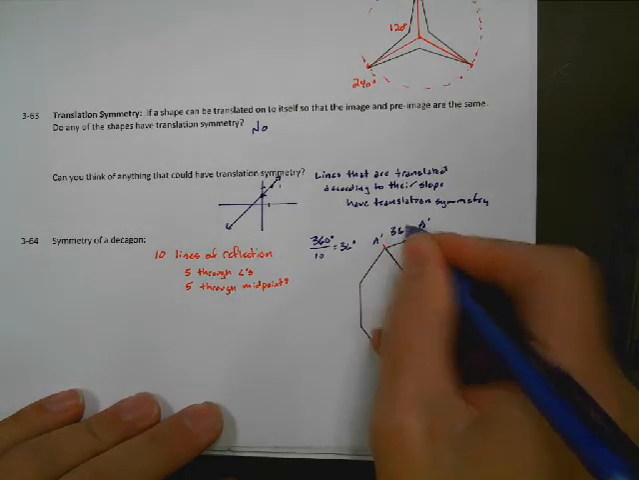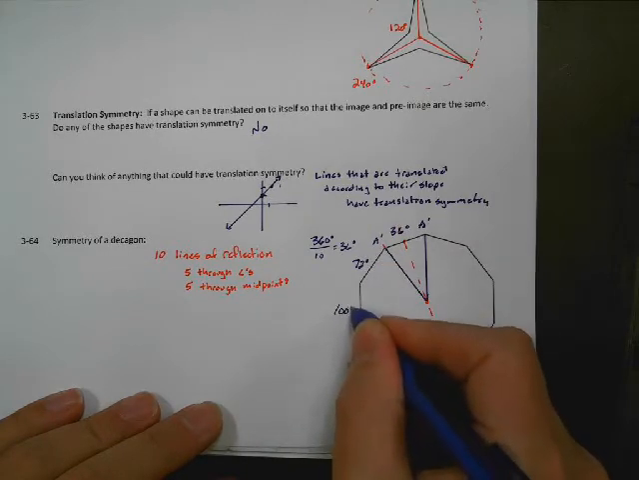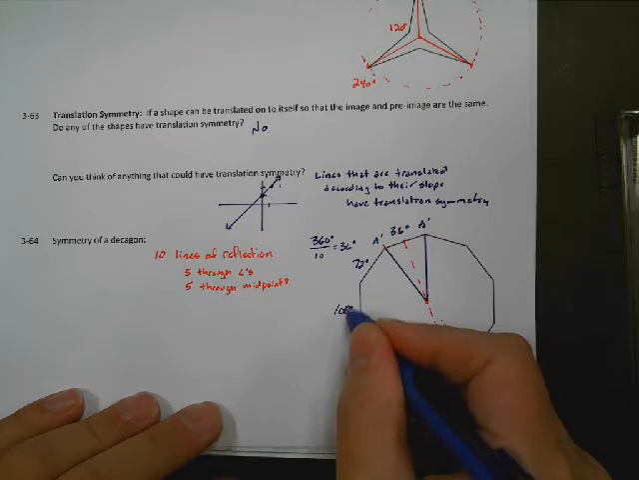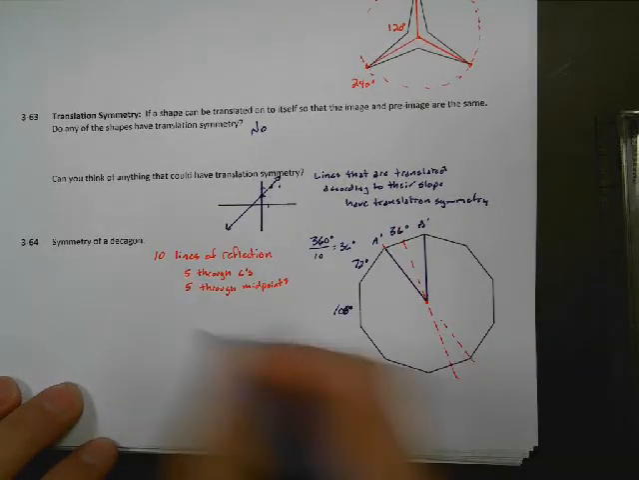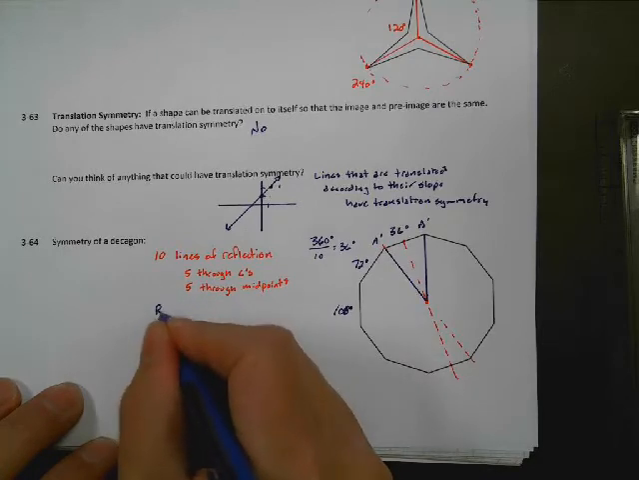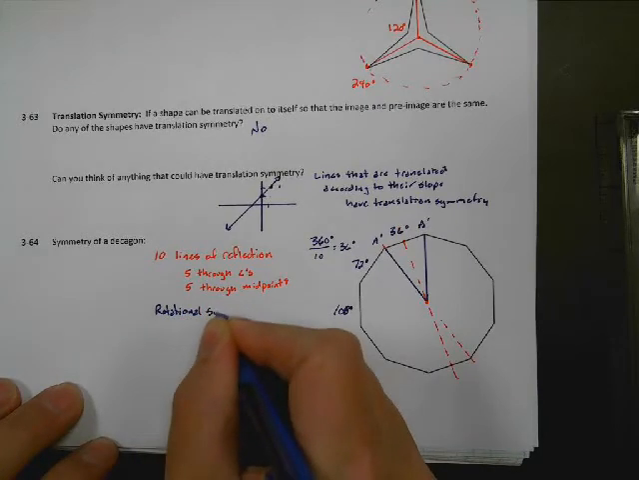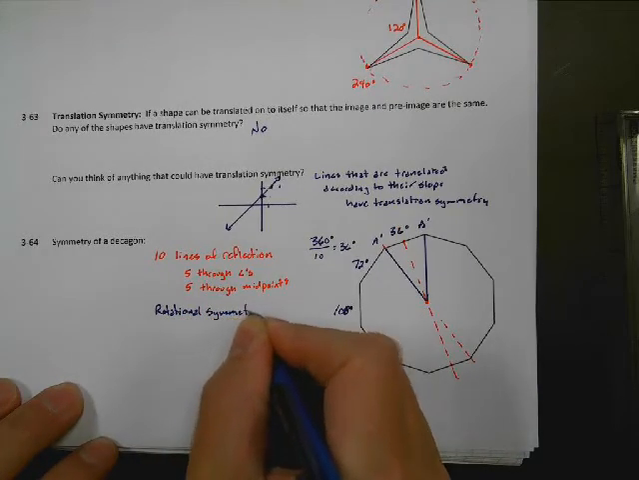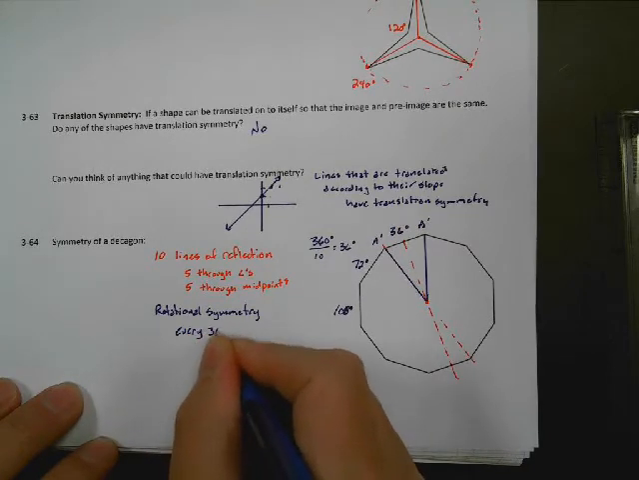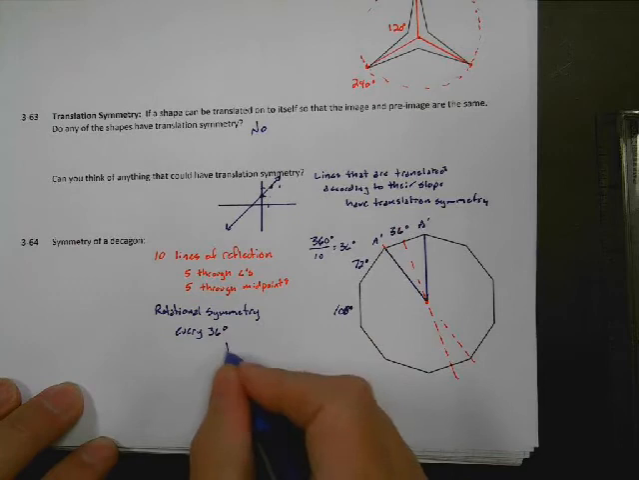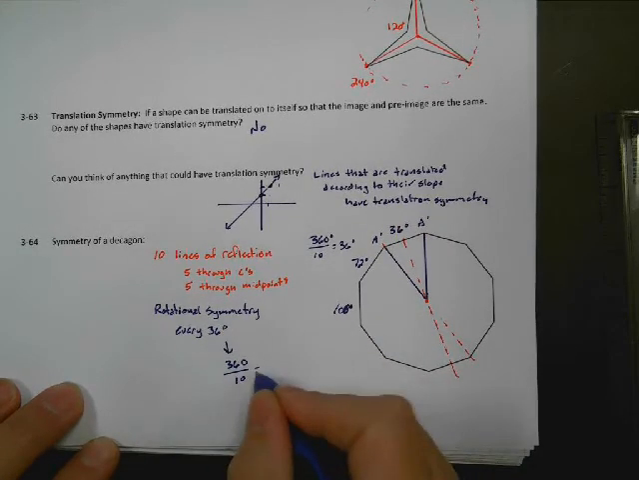So 36 degrees, 72 degrees, 108 degrees. Oops, that's an 8. So we should see rotational symmetry every 36 degrees, because it's 360 divided by the number of sides, which would be 36.